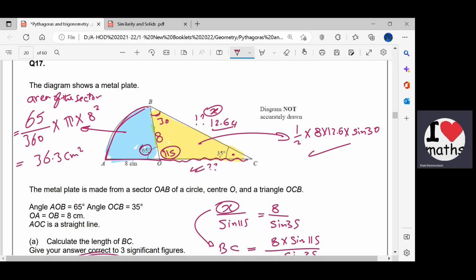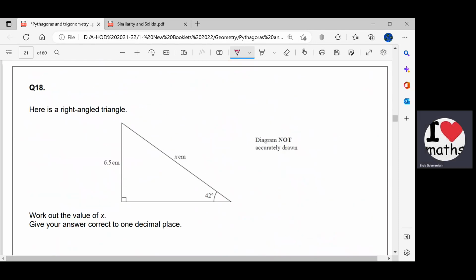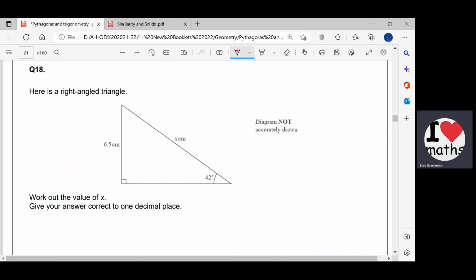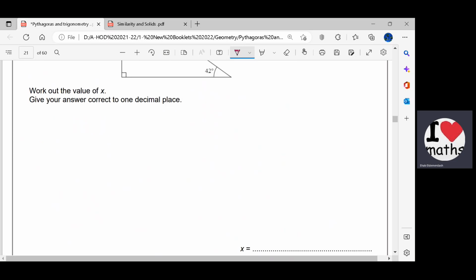It's the same question in AS, but it will be easier because you don't have to do all of this stuff. It will be more direct. This question is easy. This is what we call a one-step question. If it's a one-step question, it's easy. I have opposite and I need hypotenuse. This is the angle. Opposite and hypotenuse. What should I do? Sine.